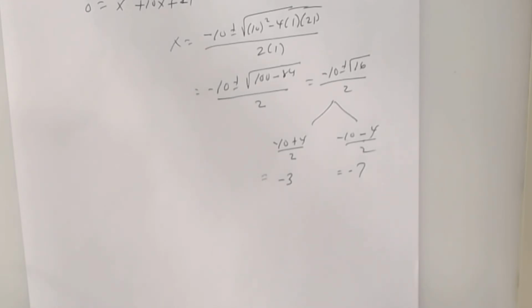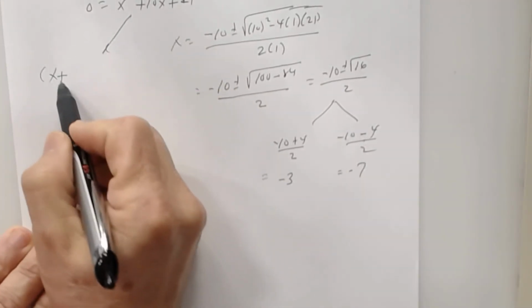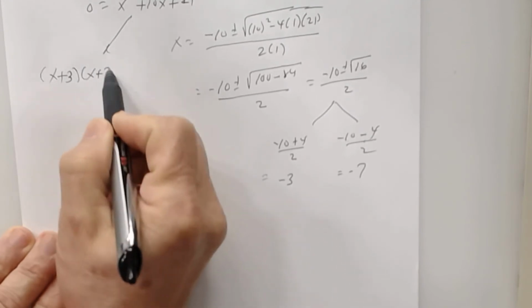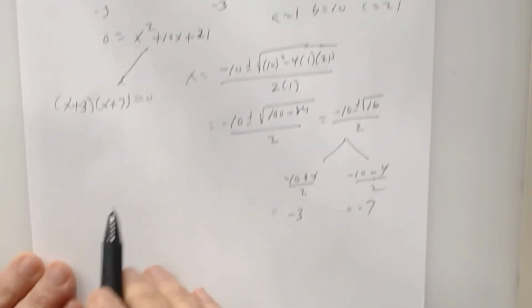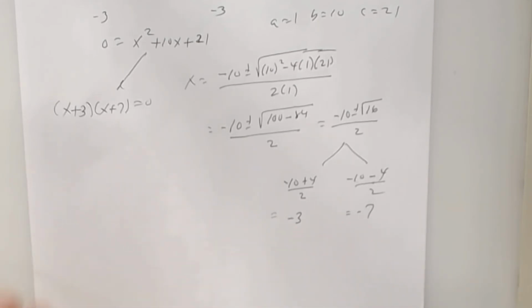Now, if you had factored this, you would have gotten x plus 3 times x plus what? 7 equals 0. That's what this is. And then you set each one equal to 0 and you get these. Okay? All right. Now, don't go directly and say those are solutions.